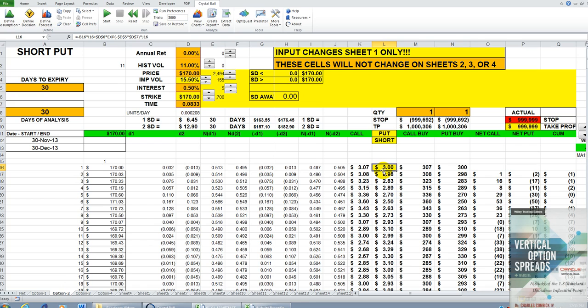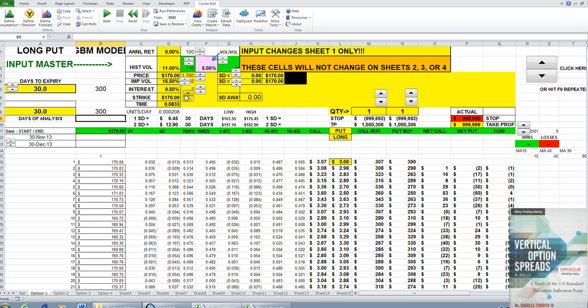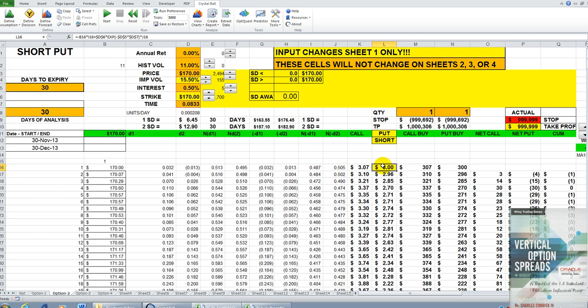Well, you wouldn't. That being said, if you wanted a bear put spread, what you might do is buy the 171 for, say, 353 or 360 and sell the 170. That would be a bear put. And then you'd hope that the asset would go down, and you'd be making some money on the spread.